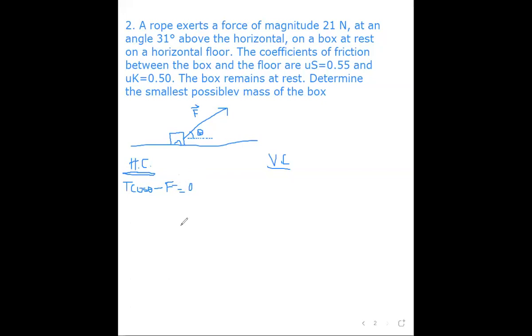In the vertical direction, however, it's going to be the same, but in this case you're going to use T sine of theta. And then you're also going to have to include the mass and gravity. So your mg is going to be in the downward direction, and then plus N is equal to zero. That's the vertical.